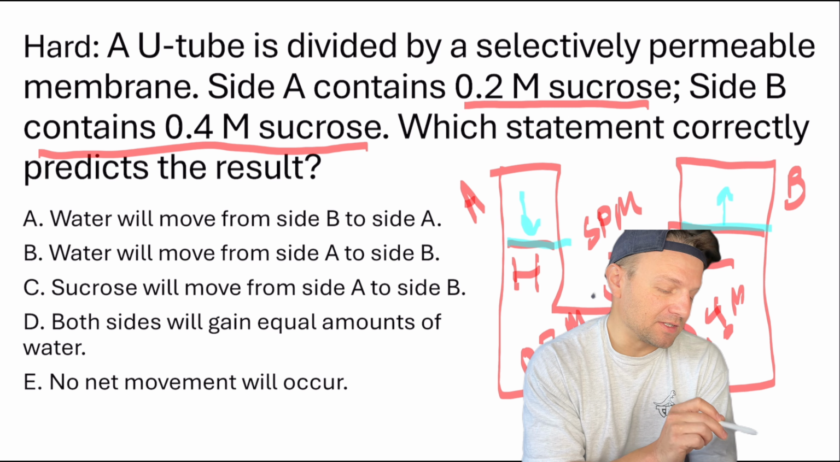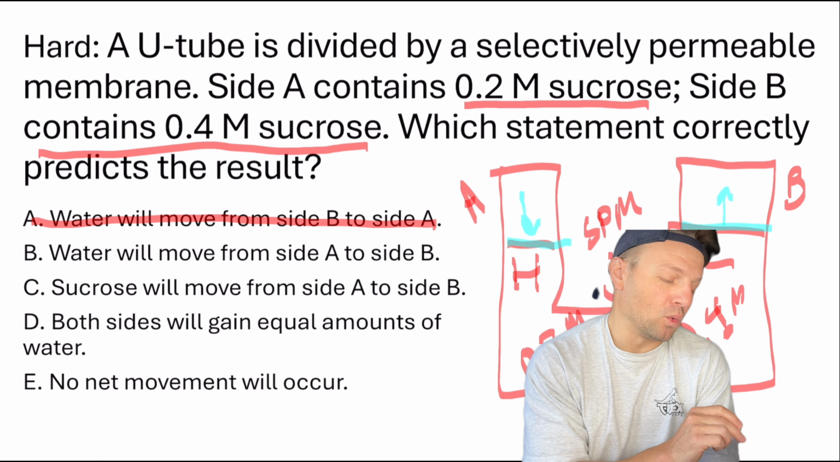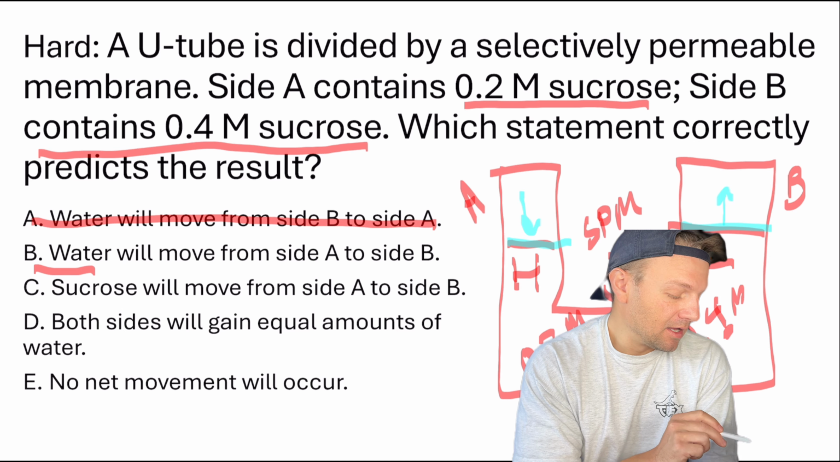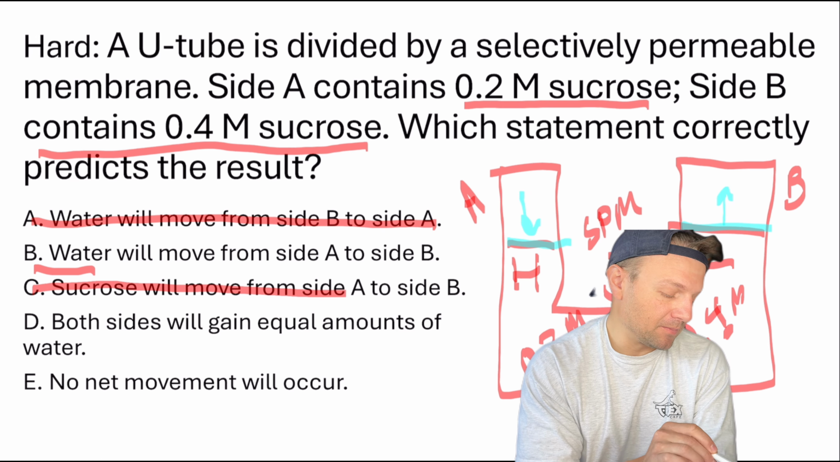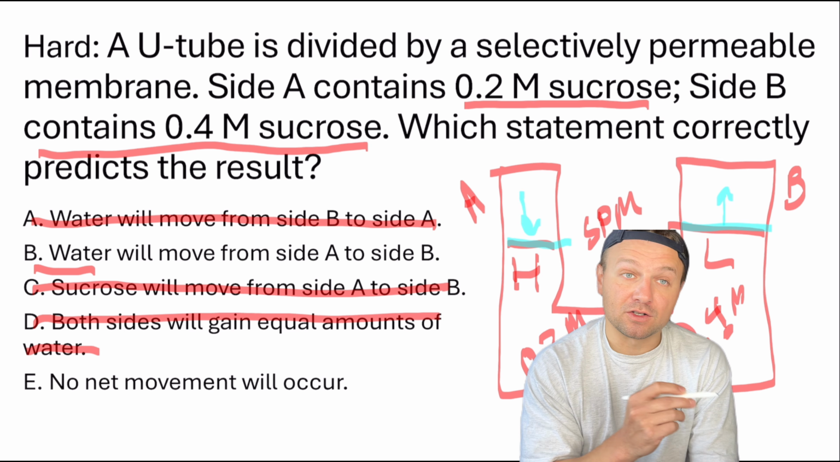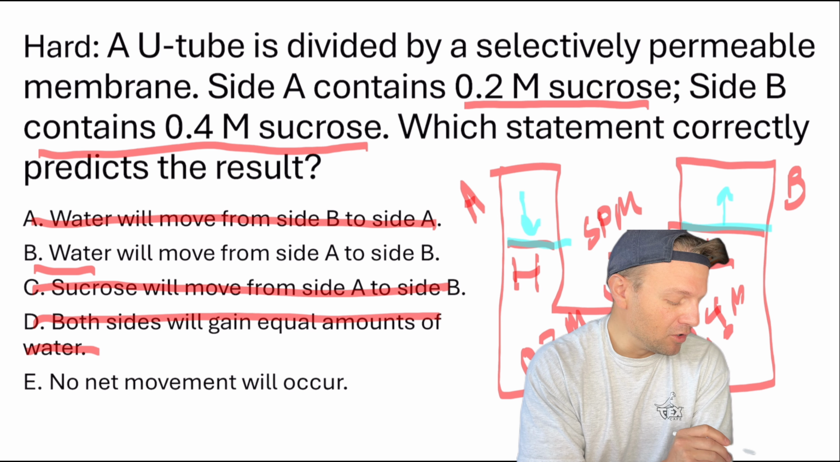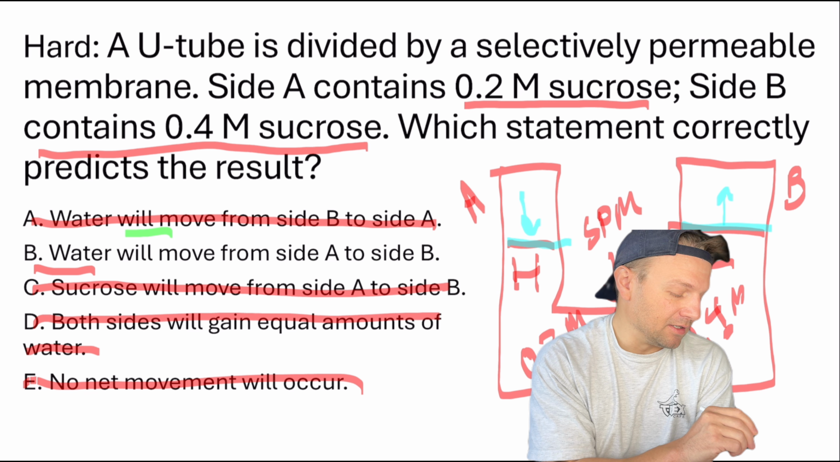A, water will move from side B to side A. Nope, that's the exact opposite of what we said would happen. B, water will move from side A to side B. That sounds right. C, sucrose will move from side A to B. Nope, sucrose isn't moving. D, both sides will gain equal amounts of water. Nope, that's not going to happen because there's different solutes, there's different concentrations of water. And then E, no net movement will occur. That is also wrong. That's why the answer here is B.